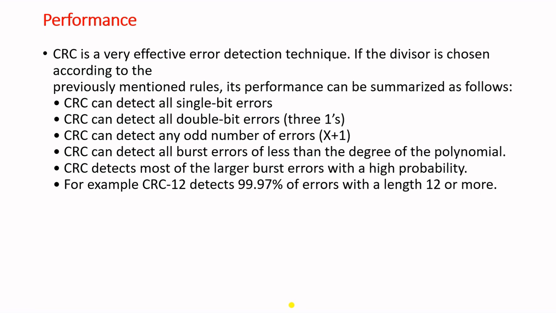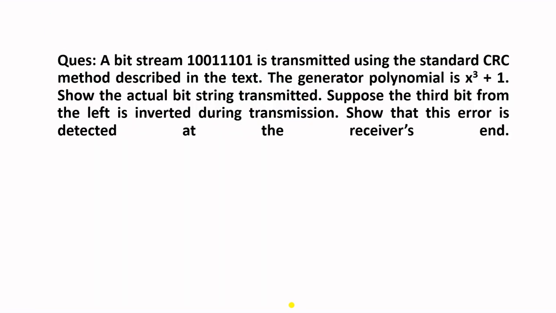CRC, there are several variations in CRC. The CRC 12 detects 99.97% of the errors with a length of 12 or more. So these are the performances of the CRC. Now in the last, we will see a question which is almost asked in every examination, this type of question.